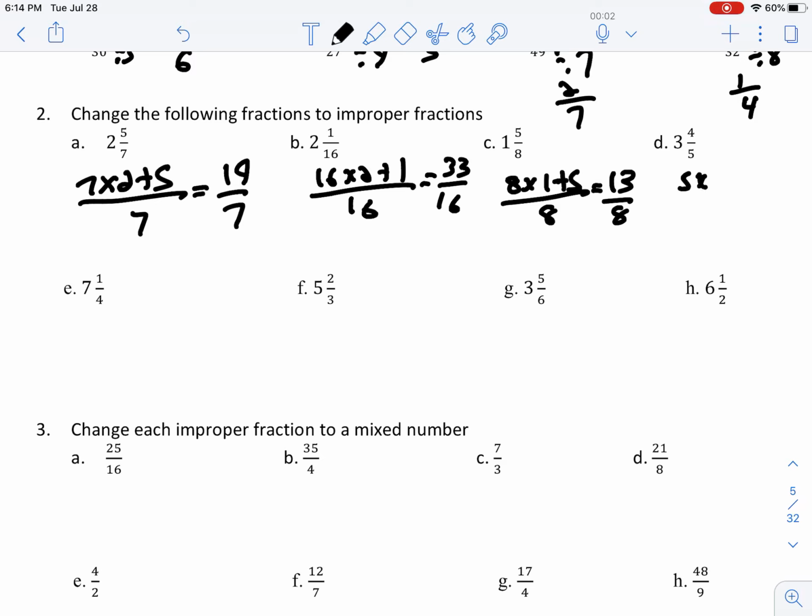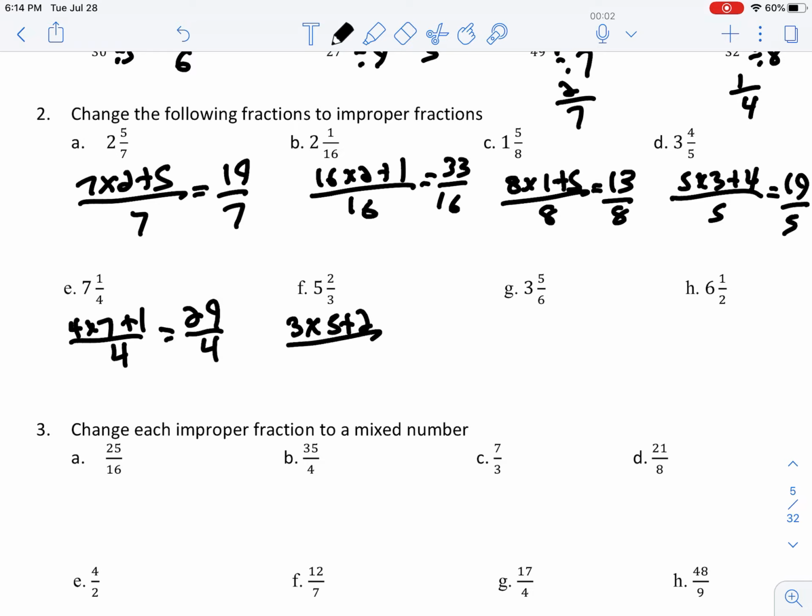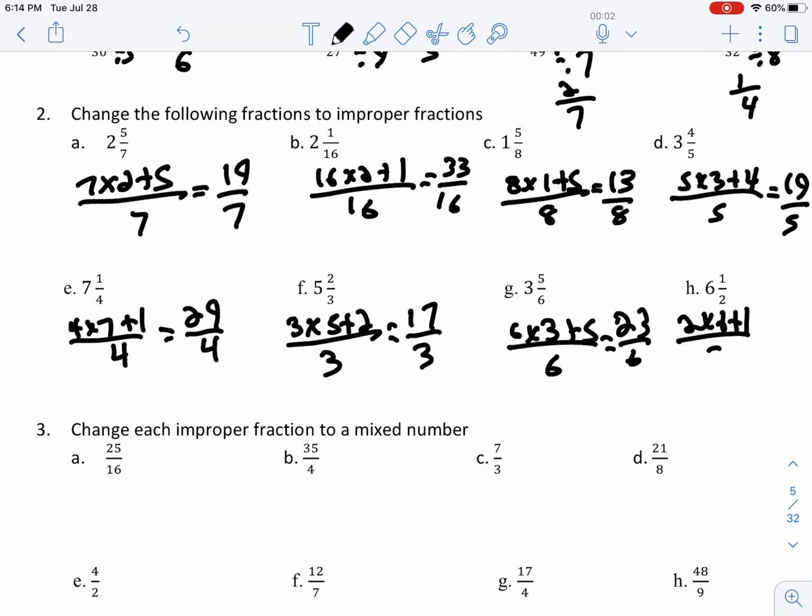5 times 3 plus 4 over 5, and I'm going to get 19 over 5. 4 times 7 plus 1 over 4, and I'm going to get 29 over 4. 3 times 5 plus 2 over 3, and I'm going to get 15, 16, 17 over 3. 6 times 3 plus 5 over 6, 18 plus 5 is 23 over 6. 2 times 6 plus 1 over 2, and I'm going to get 13 over 2.